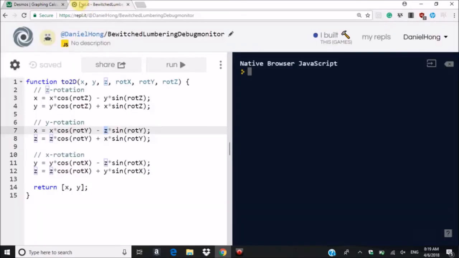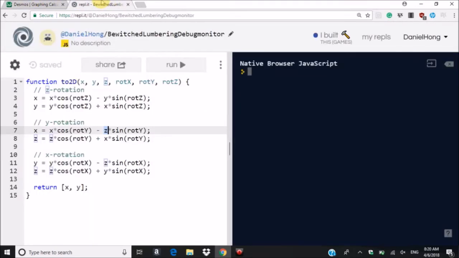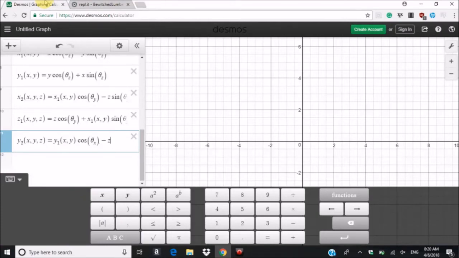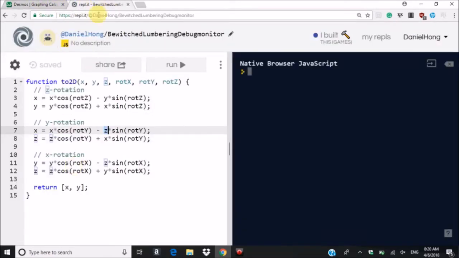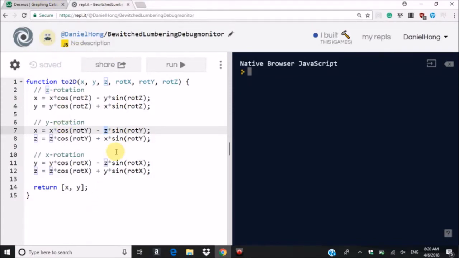Making sure I'm not forgetting anything. Cosine of theta, x, and x minus z times y and z. That was x and z.